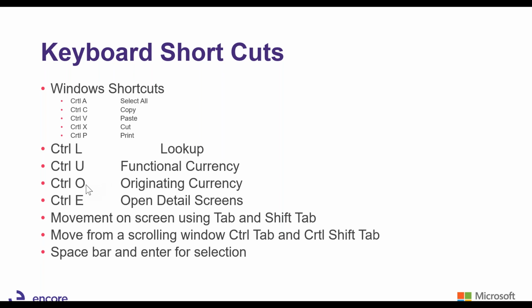The Control-U and the Control-O are used to toggle your screens between the different currencies. So either functional currency, in my case, when I'm doing my demo, it will be in US dollars as my functional currency, and Canadian dollars will be my originating currency, and I will show this. And what it does is it flips it back and forth. It's just a toggle so you can take a look at it in both, look at the transaction in both directions.